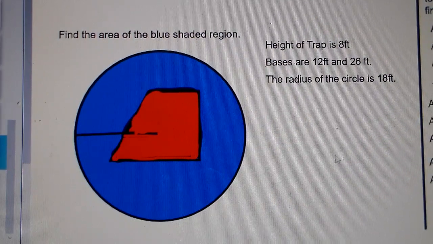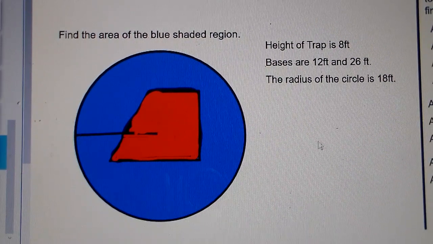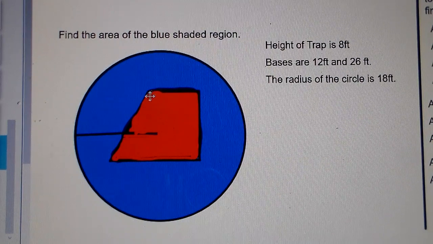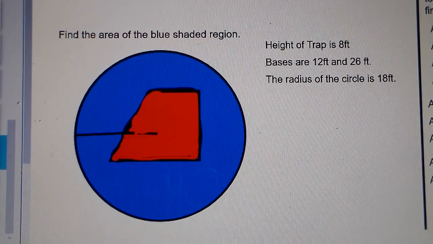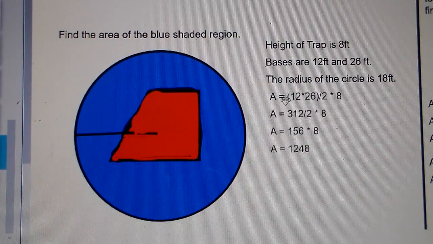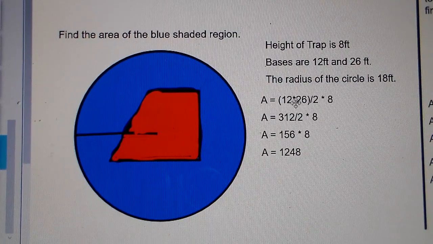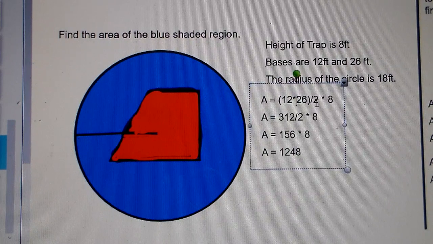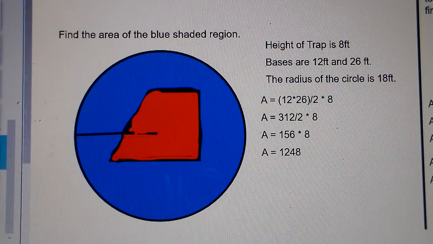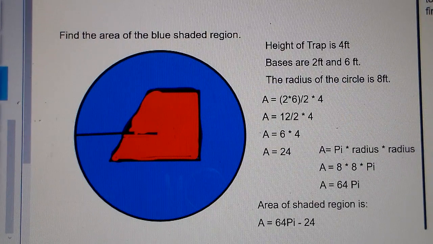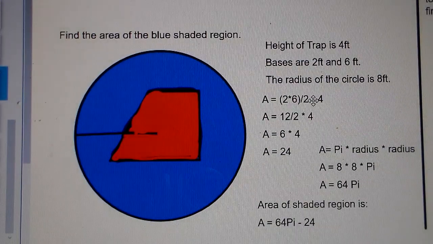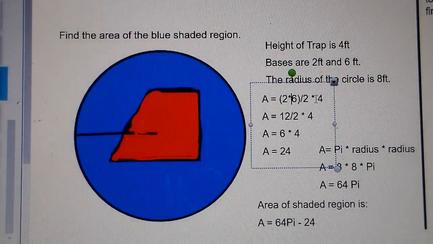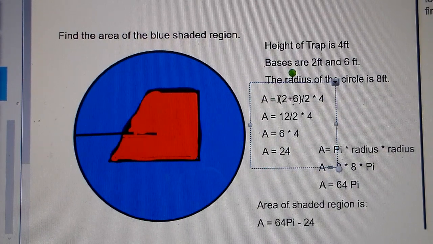One last one. So find the area of the blue shaded region. Same setup. Here are our numbers. Let me crunch it out. Area of a trapezoid: the two bases added together. That's supposed to be added together. I goofed that? Yes, I did. We gotta fix this. So these are supposed to be added together.